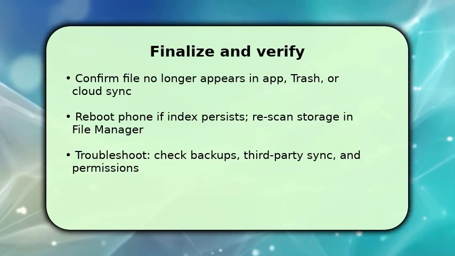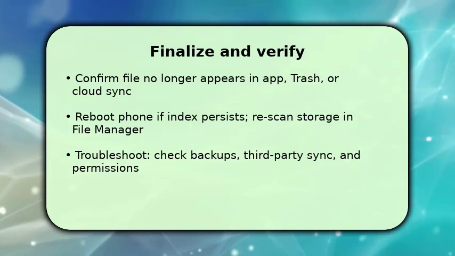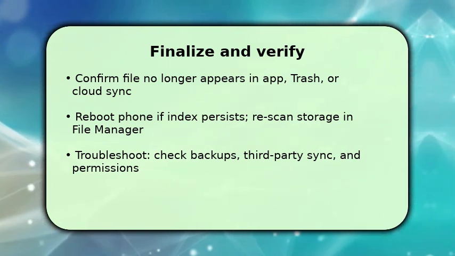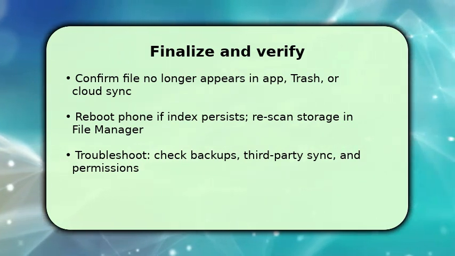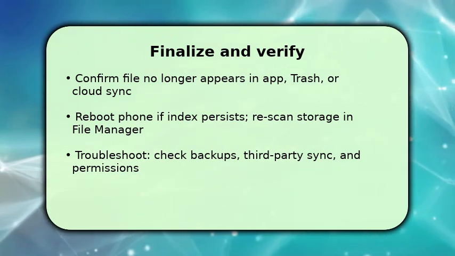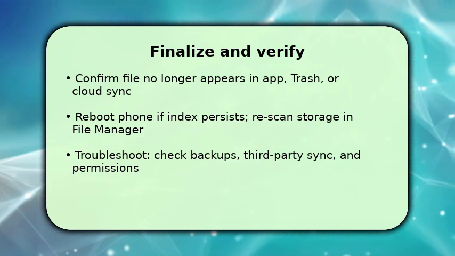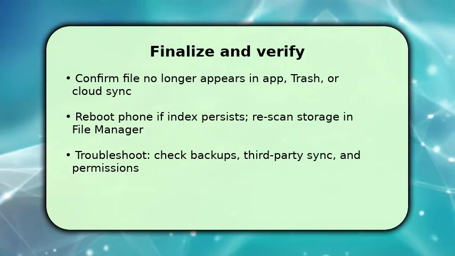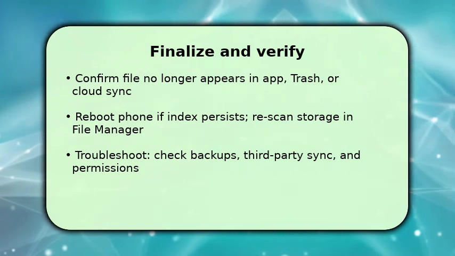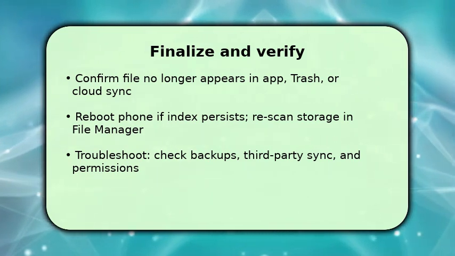You finish by verifying the recording is fully gone. Check the app list, the trash or recently deleted, and any cloud sync accounts. If the file still appears, reboot the phone to refresh the media index and rescan storage in your file manager. This often clears phantom entries. Make sure to inspect third-party backup apps and shared folders as a troubleshooting step. If problems persist, temporarily disable sync and remove the file again to ensure it does not reappear.